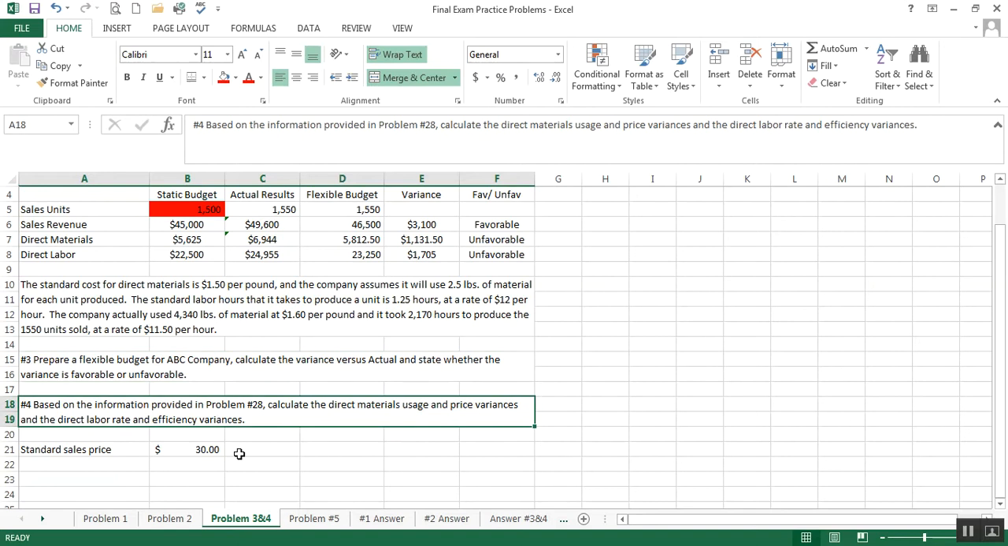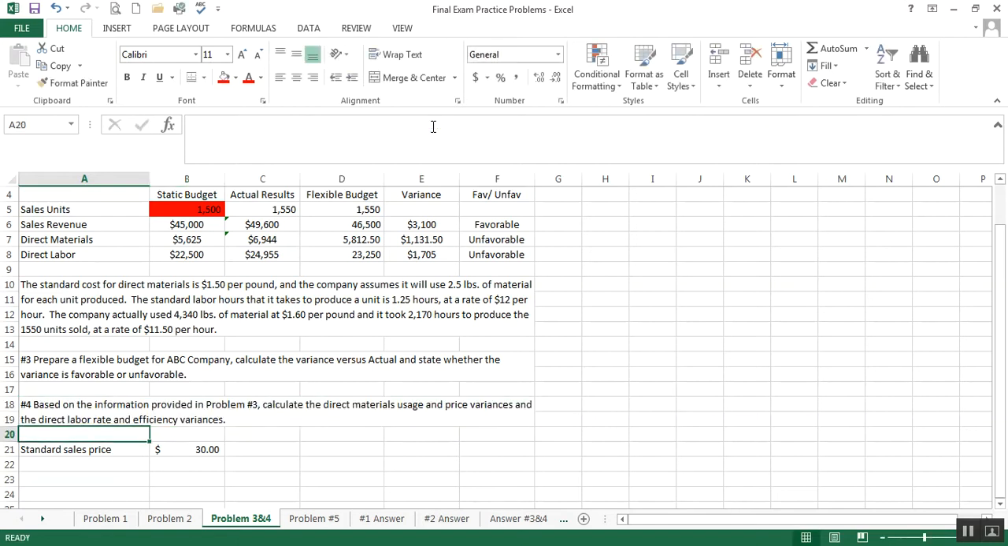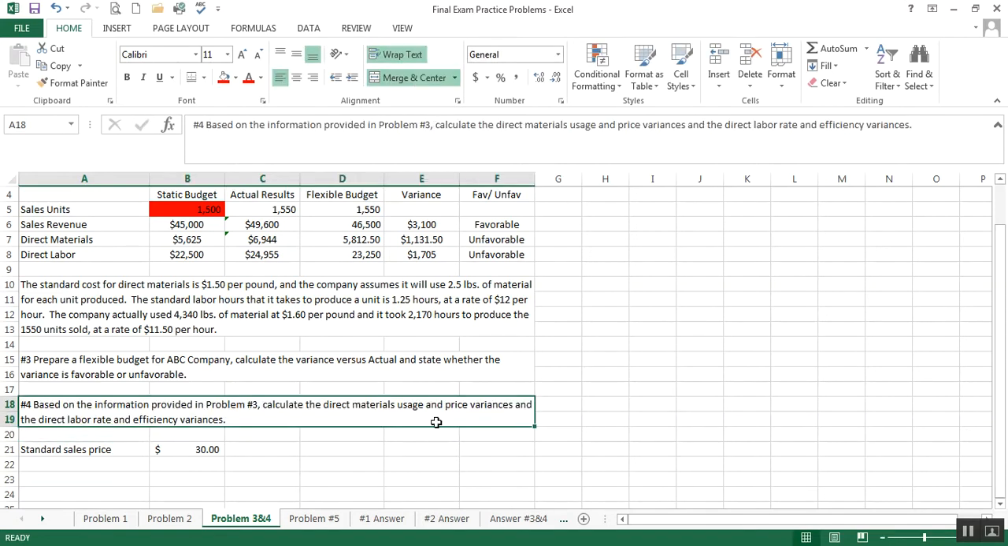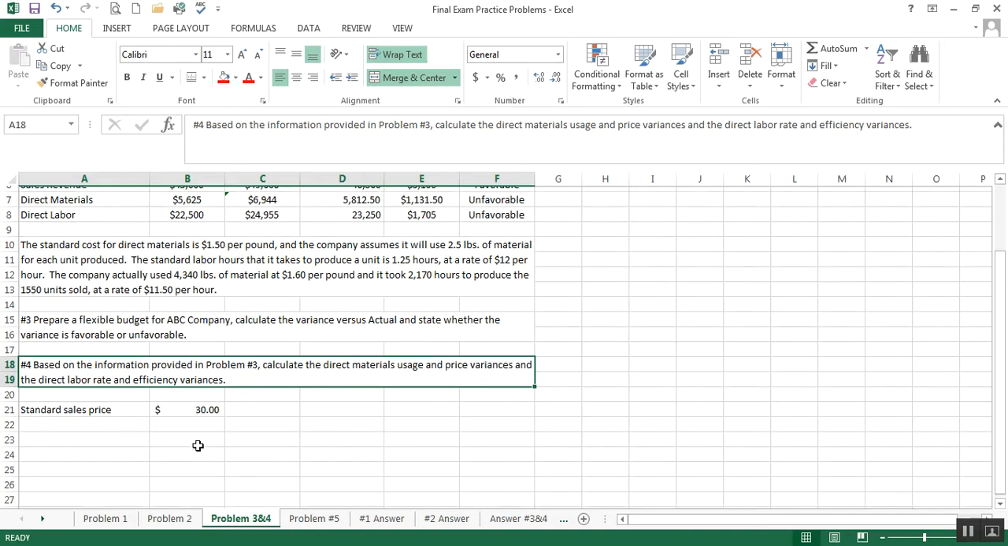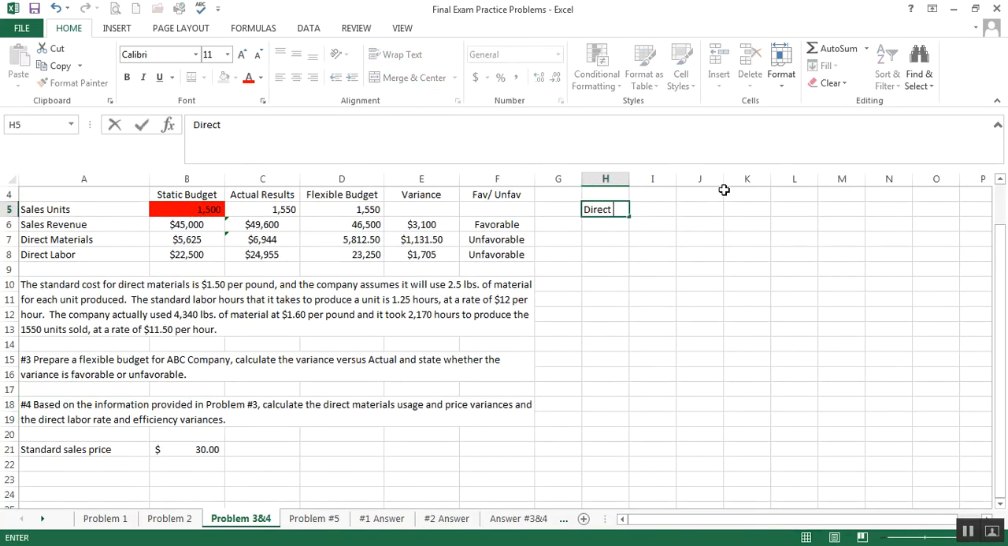Now, let's look at the next step. I'm sorry, that should be problem number 3. It asks us to calculate the direct materials usage and price variances and the direct labor rate and efficiency variances. So what does that mean? Well, we have direct materials total variance.